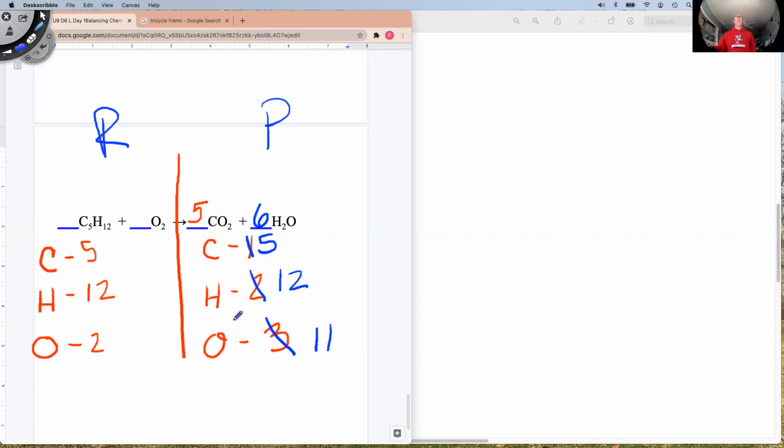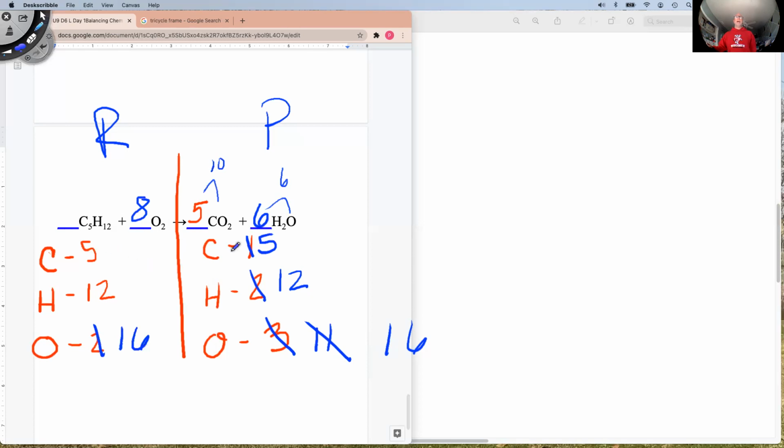But now let's figure out how many oxygens we have. 5 times 2 equals 10. So right here, I have 10 oxygens. 6 times 1 equals 6. So now I have 16 oxygens. No big deal. How do I turn a 2 into a 16? 2 times what equals 16? You're going to say 2 times 8. 2 times 8 equals 16.